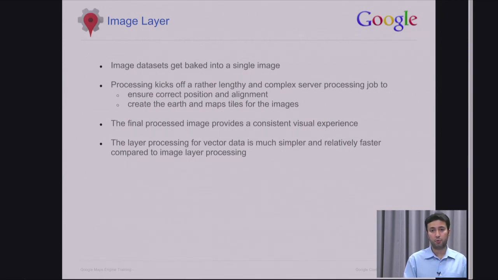And so part of the processing that gets kicked off during the layer creation process for an image layer sparks off a rather long and complex processing job which does exactly all these things. At the end of this process, we get a consistent visual experience, and it will appear as if all the images were part of the same overlay imagery layer to begin with. Of course, since there are a lot more complex operations to be done, the time taken to process an image layer is a lot longer compared to that to process a vector layer.